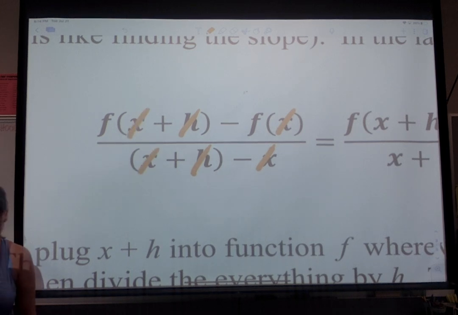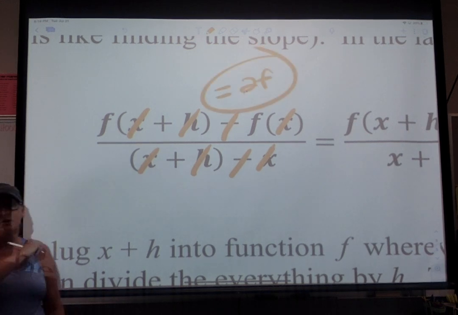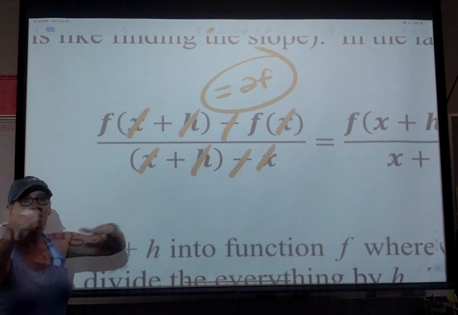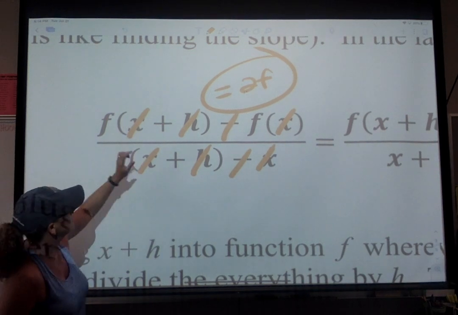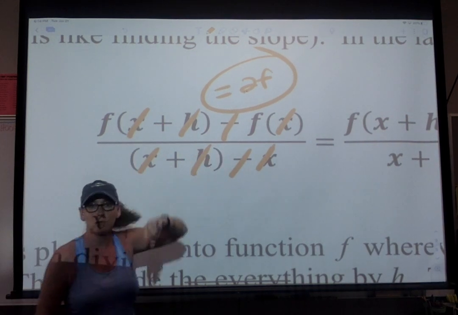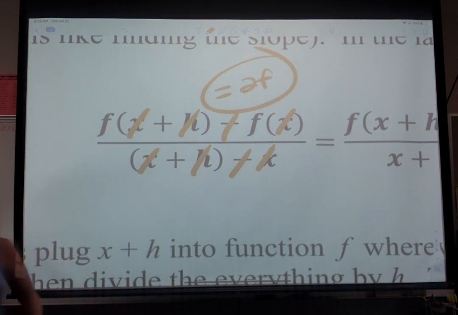Oh, shoot, I have minus signs. I think I'm going to cancel the minus signs. All that leaves me is 2F. Whoop, there's my answer. All that illegal canceling, we just killed 1, 2, 3, 4 kittens. You got to be careful. Don't just cross stuff out just because you see it on the top and the bottom.